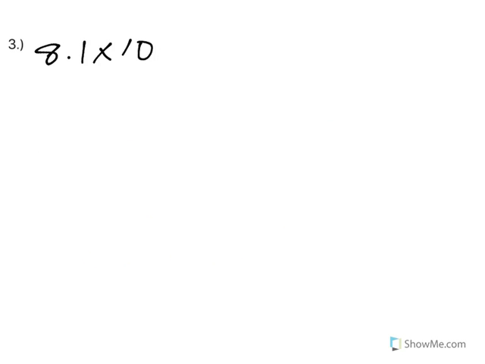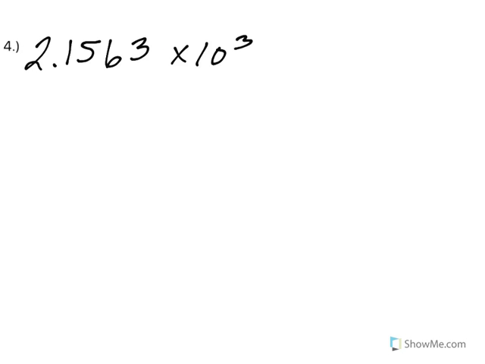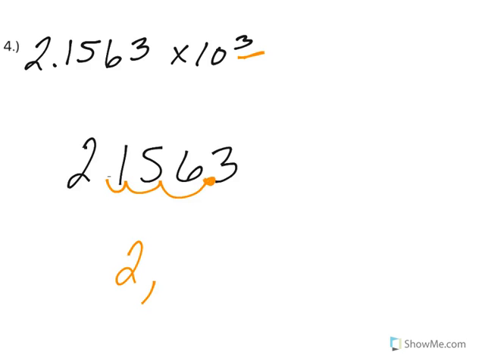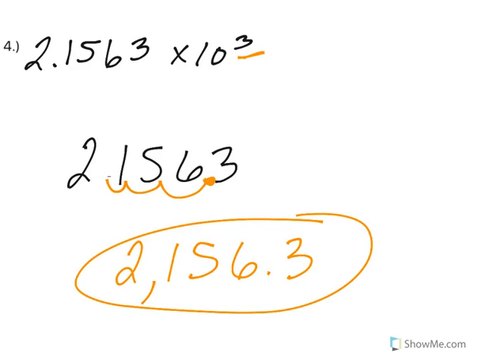Whatever works for you. Number 3, 8.1 times 10. If you don't see an exponent, it's automatically a 1. So I'm going to move this decimal just one place, and I end up with 81. Next, 2.1563 times 10 to the third. We're moving the decimal 3 places, 1, 2, 3. So that means my final answer is 2,156.3.